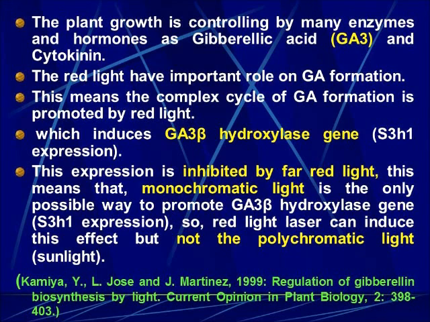Which red light? The red light induces the beta hydroxylase gene, which makes a gene express to form the gibberellic acid. This expression is inhibited by the far red light. This means that the monochromatic light, which is found in laser, is the only way to promote this gene expression. But the polychromatic light, which is found in the sun, inhibits this information.